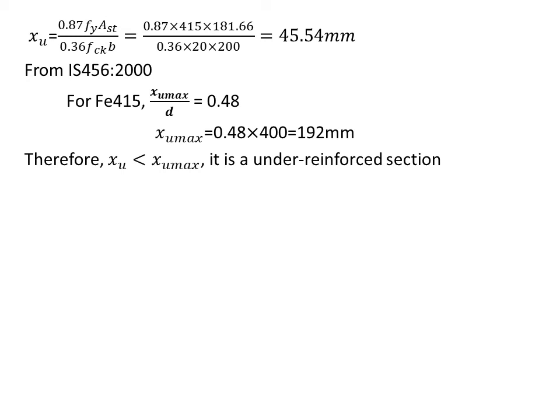But in the end, we always have to check out this first condition. Suppose it was balanced section or something, that means the moment of resistance formulae will change. This subject is basically based on assumptions, so that is why we checked whether our assumption was correct or not. That is, it was Xu less than Xu max, which is the under reinforced section.